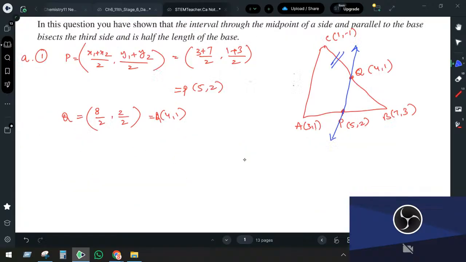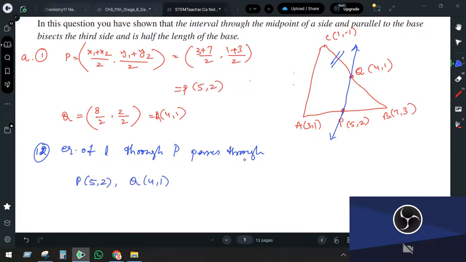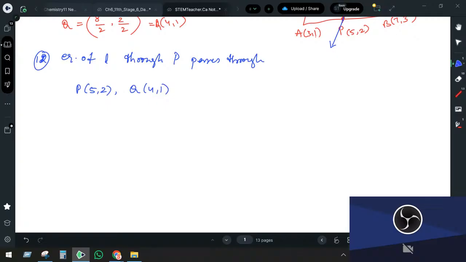Now, how can we find this line's equation? Equation of L through P. It passes through P (5, 2) and Q (4, 1). So what is the equation of the line passing through these two points?